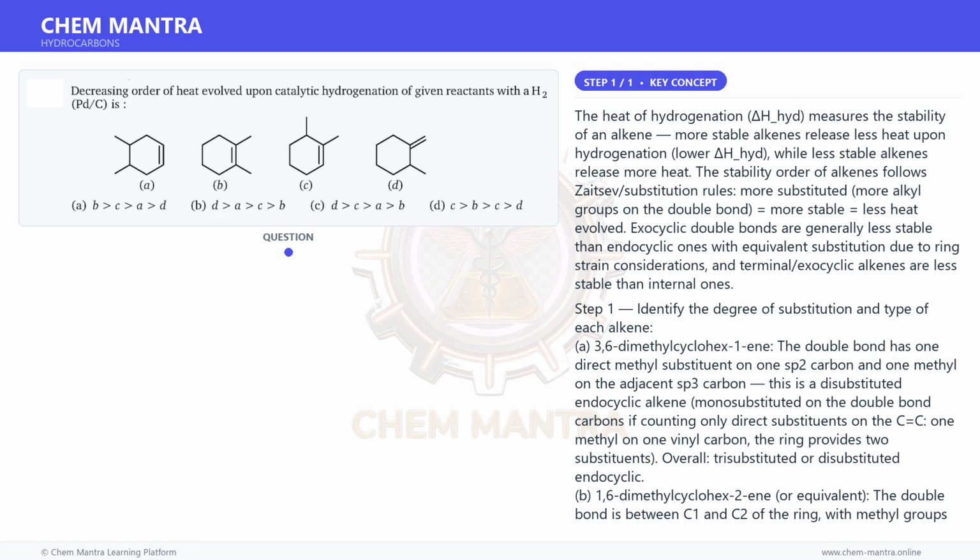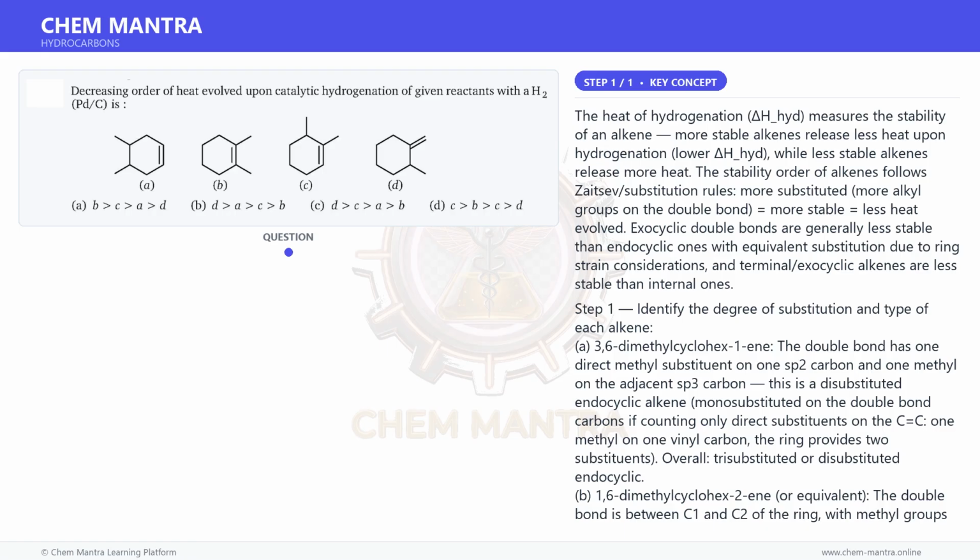Step 2. Stability ranking. Most stable, least heat, to most heat evolved. Most stable, least heat: C. Tetrasubstituted, highly substituted endocyclic. B. Trisubstituted endocyclic. A. Disubstituted, less substituted endocyclic. D. Exocyclic, least stable, most heat evolved.